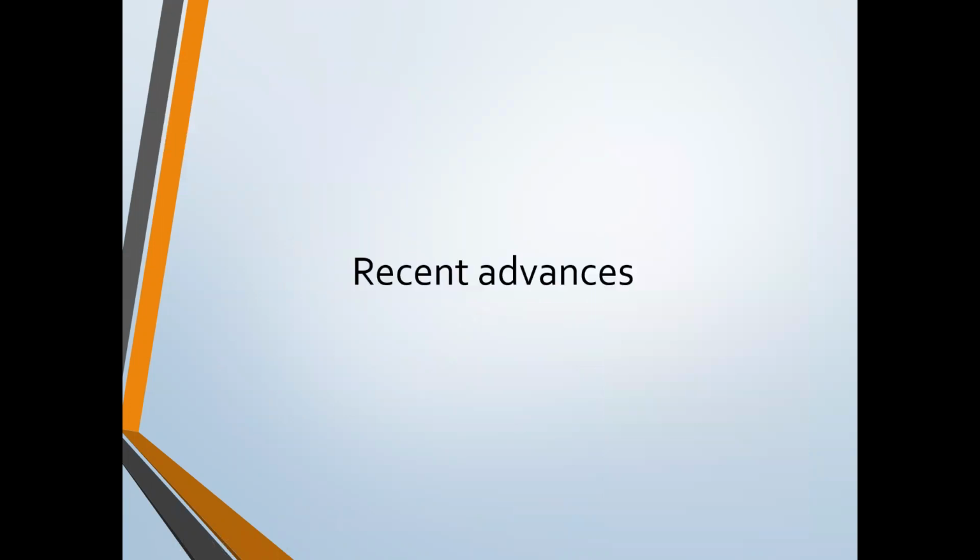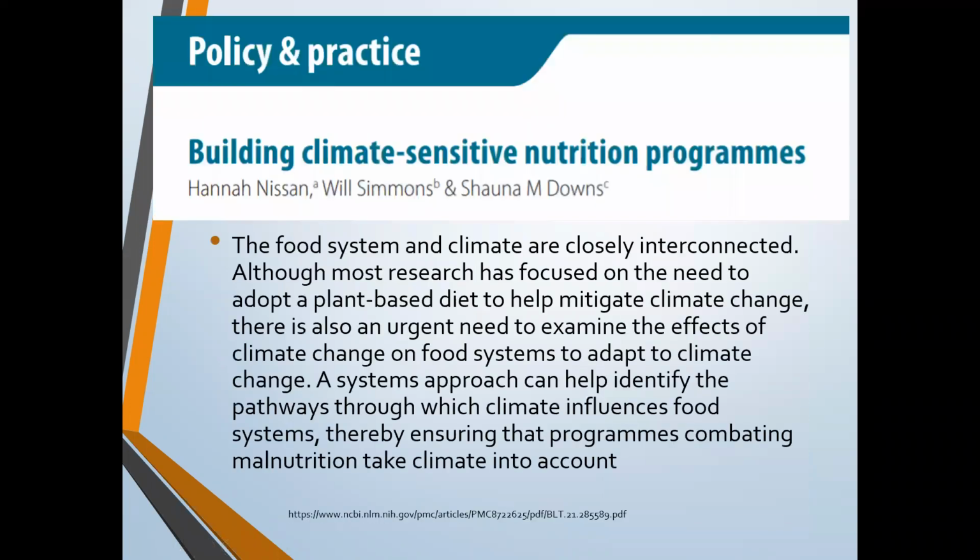So there are some recent advances. There has been a recently published article on building climate-sensitive nutrition programs. This whole article emphasized that due to the varying climates and seasonal variabilities in different countries, food systems must work closely with climate authorities, interconnectedly, to focus on the needs and adapt the diet according to climate change.